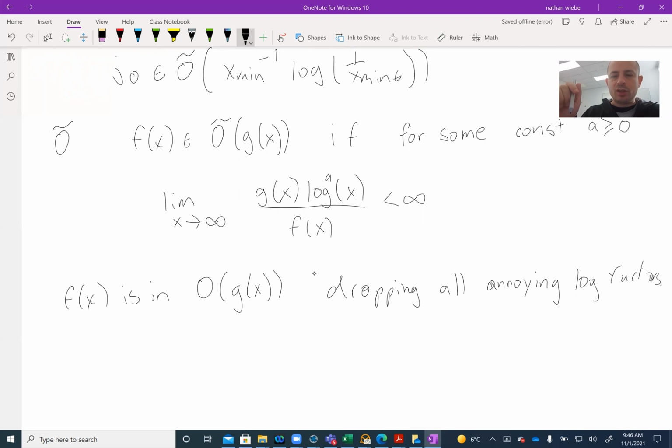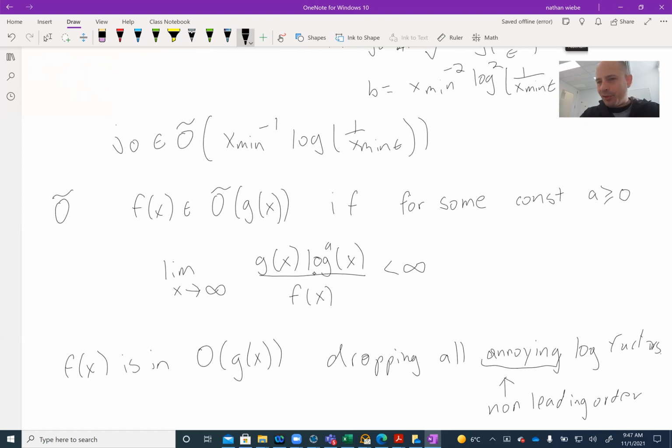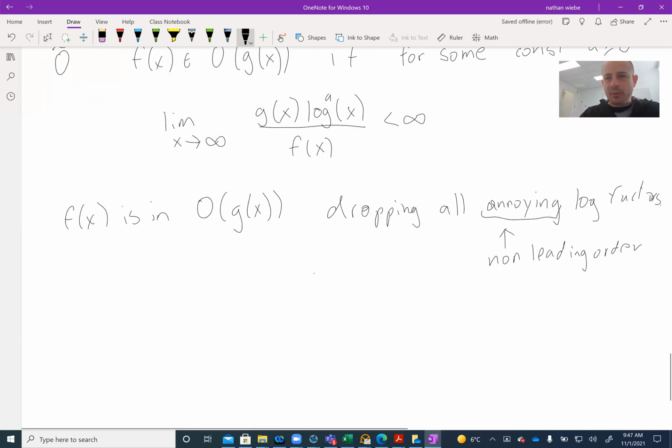So by convention, normally we define annoying to be non-leading order. So that's why I left the log 1 over x min epsilon in this expression, but I truncated all of the logs that we end up getting from the log for b over epsilon. Okay, so this ends up giving us the scaling of the polynomial.